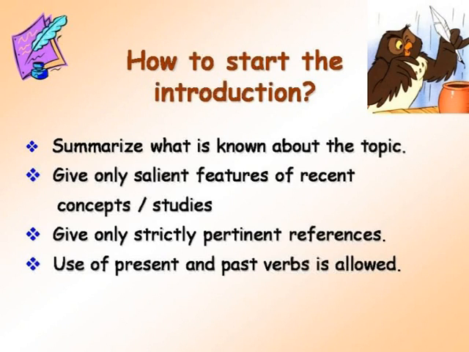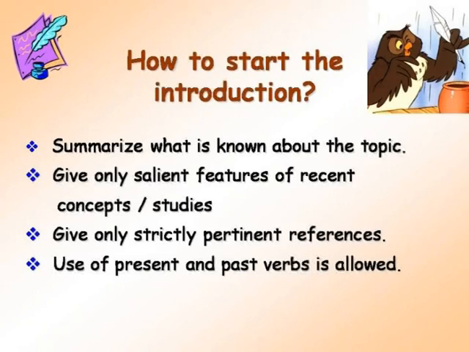See, it is very nice if we can trace history, but it is not necessary. So, you give only the salient features of recent concepts and studies and give only strictly pertinent references. See, the problem with references in the introduction section is, if you are converting your dissertation or thesis into a paper, obviously you will have about 50 or 70 references. Now, the tendency is to put all the references which you have put in your review of literature in the introduction. That is not necessary. So, only strictly pertinent references need to be used, and then of course, you can use present and past verbs, it is both allowed now.